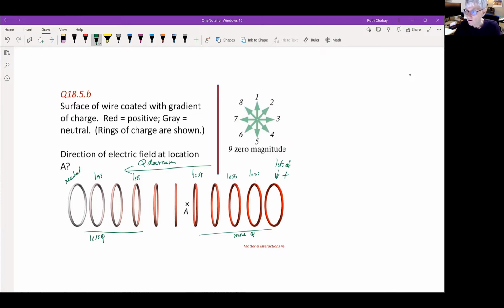Even though the rings on the left, if you add up all their contributions, would make an electric field to the right, the rings on the right, which are the same distance away but have a lot more charge, would actually make a field to the left. The rings from the right side make a field to the left, the rings from the left side make a field to the right. So we definitely get a net field this way.